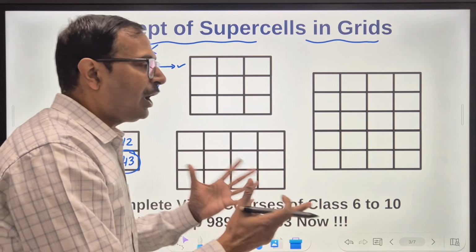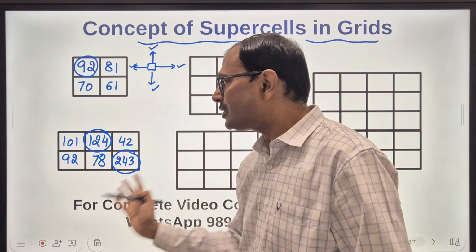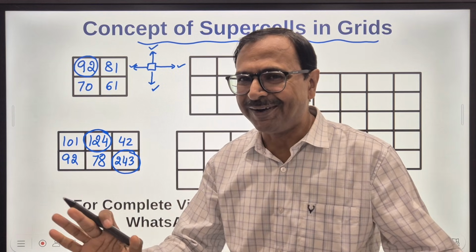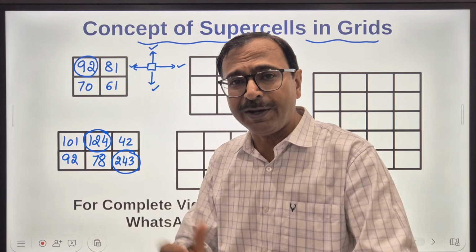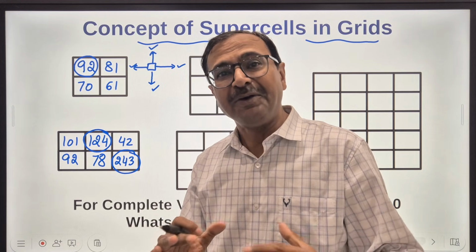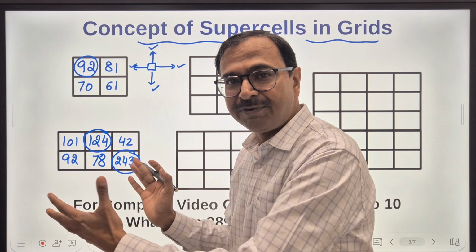So what do you think, how many supercells are possible? Is it possible to get all 6 supercells? Not at all, right? Because if one number is greater, the other one has to be smaller. So you cannot have as many supercells as the cells contained in the grid itself.